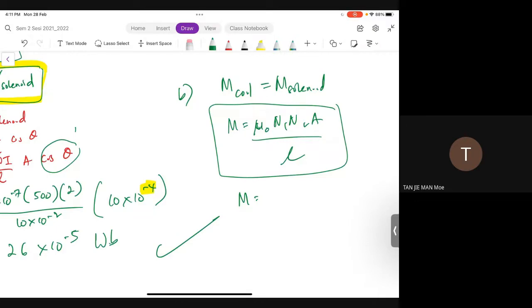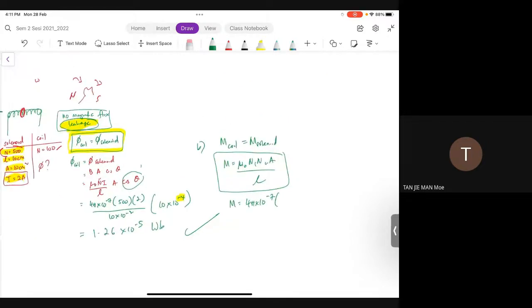Kita akan pakai tu. Mu naught adalah 4 pi darab 10 negatif 7. My N is 500, and then 100 area. Kenapa guna area of the solenoid? Actually, dia wound dekat same area, so that's why the area for solenoid sama je dengan area of the coil. Divide by the length. Length ni mesti solenoid punya lah. So 10 times 10 negative 2.